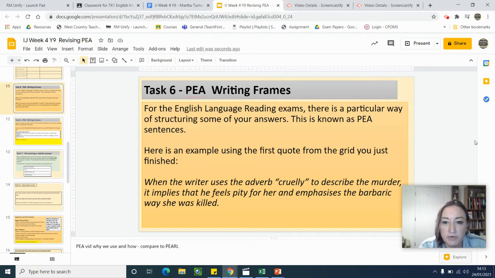So here's an example from the first quote from the grid that you just finished. So when the writer uses the adverb cruelly to describe the murder, it implies he feels pity for her and emphasizes the barbaric way that she was killed. So it shows you that it's written up very briefly. You wouldn't talk about cruelly in any more detail. You'd move on to another word.